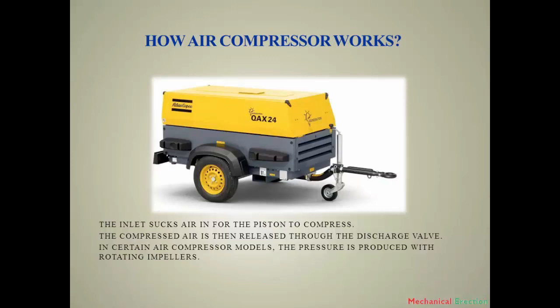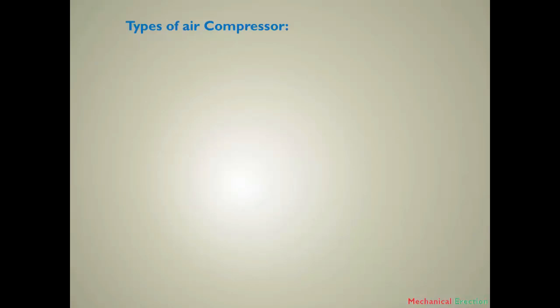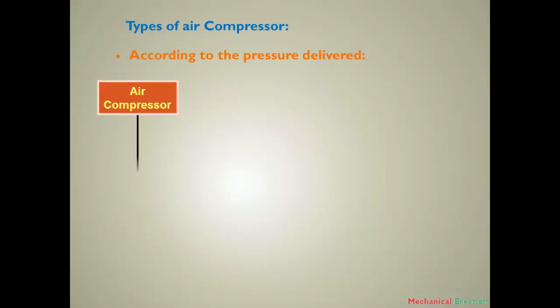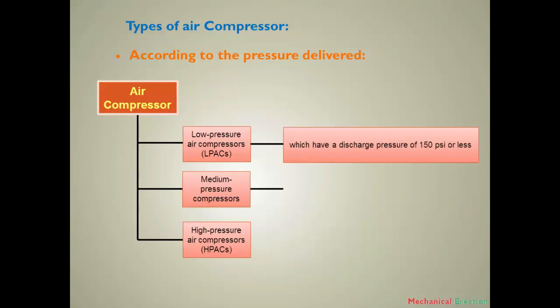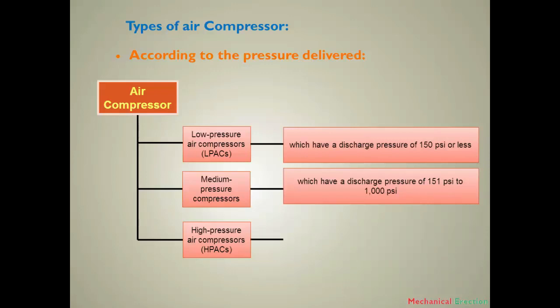Now, the types of air compressor. Air compressors may be classified into different types. According to the pressure delivered, air compressors are of three types. First, low pressure air compressor. Second, medium pressure compressor. And third, high pressure air compressor. A low pressure air compressor may discharge pressure up to 150 psi. A medium pressure compressor can deliver 150 to 1000 psi, and a high pressure compressor always discharges pressure above 1000 psi.